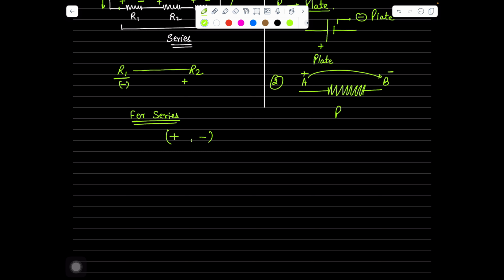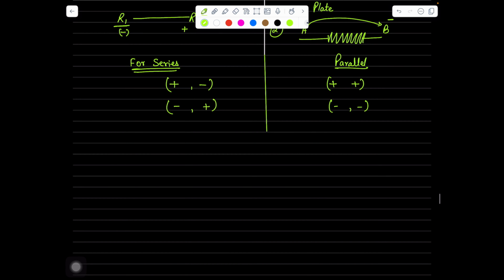And in case of parallel, it is the same sign, plus with plus or minus with minus. In series, it is plus with minus or minus with plus. That is the major understanding. I'll show you with a diagram so that you can understand. Let's say we have a circuit here, and there are some resistors, 1, 2, 3. This you already understand.